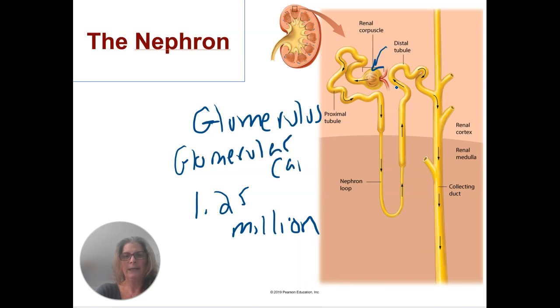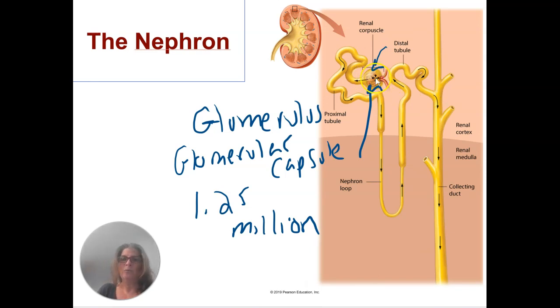Now, you might see it called Bowman's capsule. That's the older term for it. So it makes sense. So the glomerular capsule is the part of the nephron. It's kind of like a cup, and it surrounds the blood vessels, which are like my fist in this example. So it surrounds it. The whole thing is called the renal corpuscle. The nephron part is called the glomerular capsule.